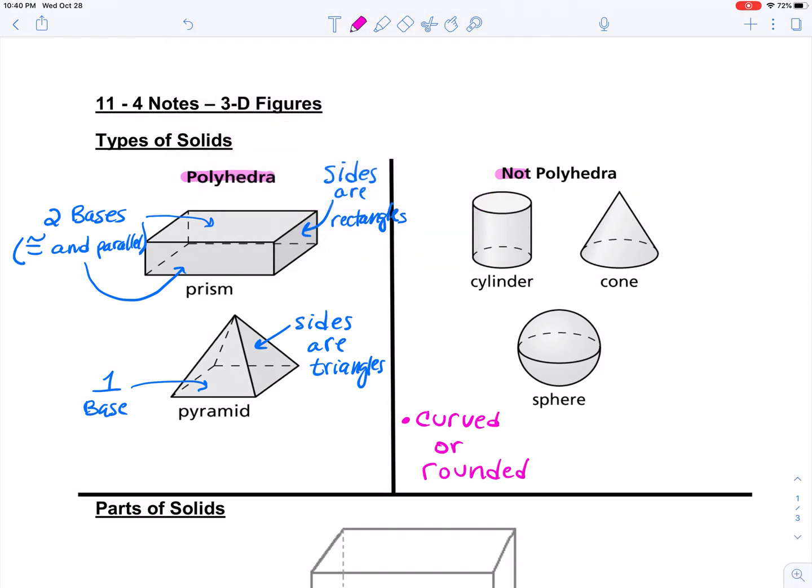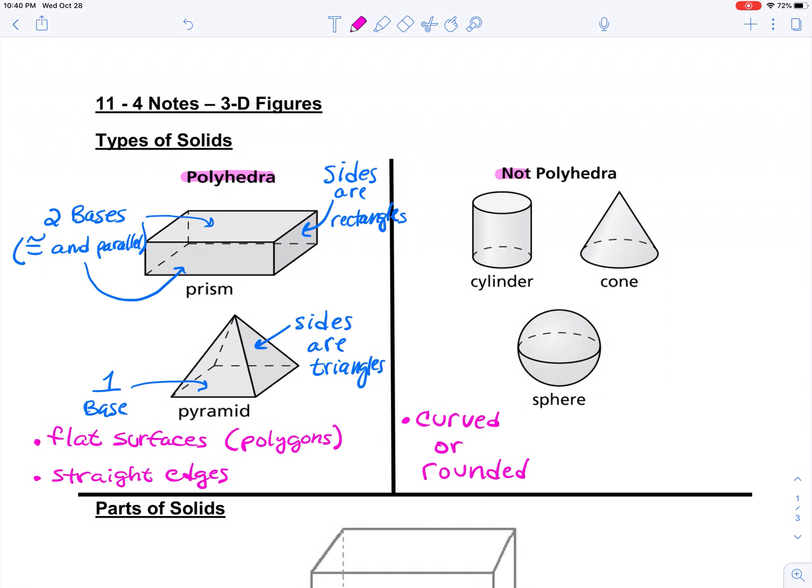So, what makes it a polyhedron? We have flat surfaces, which happen to be polygons, and we also have straight edges. No curves, nothing is rounded.